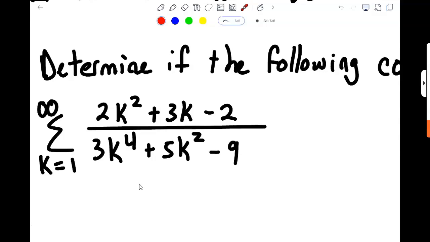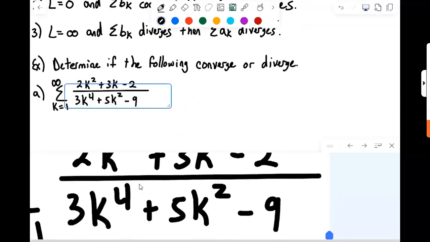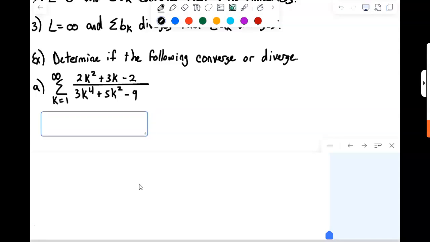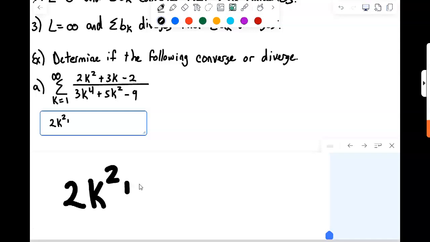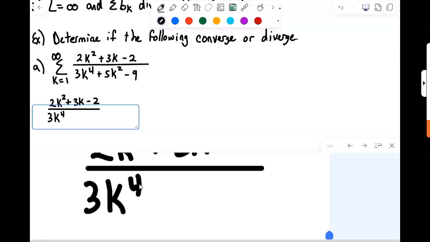But with our limit comparison test, we can compare it to another series that we know either converges or diverges. And from that, we can make our judgment. So the question is, what series am I going to compare it to? What we do is look at our expression and say, as it gets really big, what's it going to be roughly approximated by?